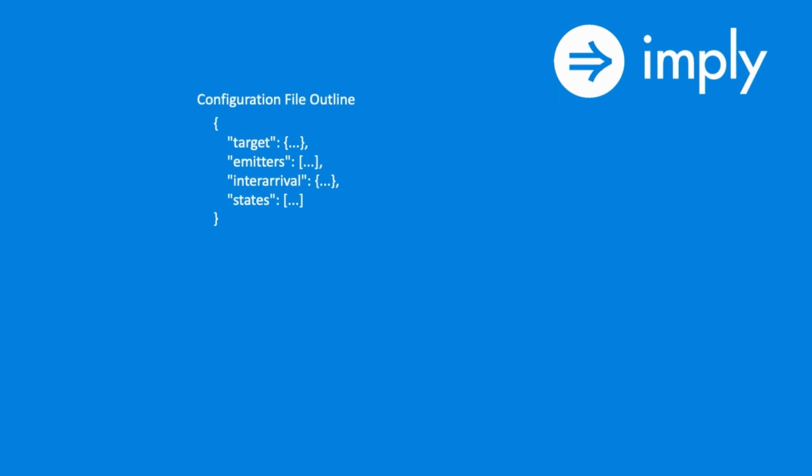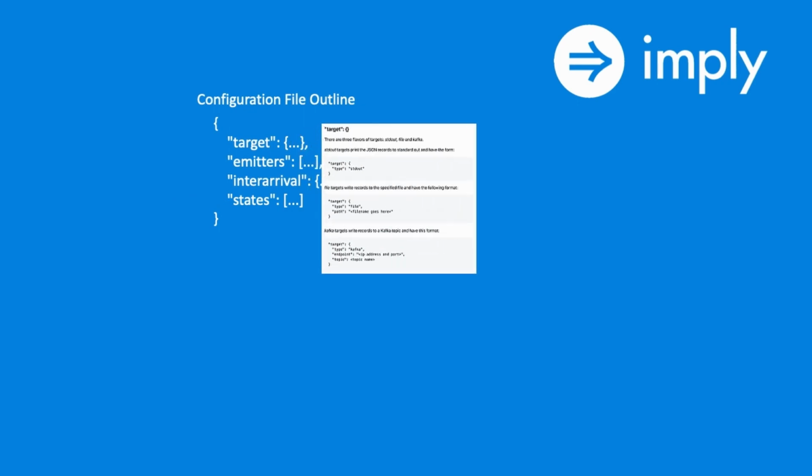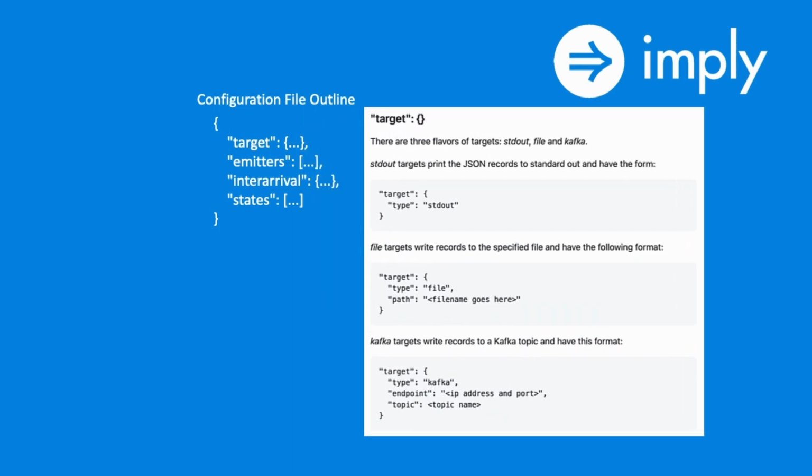There are 4 sections in the configuration file: the target specification, the emitters list, the inner arrival specification, and the states list. The target specification allows us to determine where the resulting JSON records go. Currently, there are 3 possible target types, which include standard out, a file, or a Kafka topic. When we specify a file target, we can specify the output file name. For a Kafka topic, we specify the IP address and the topic name. That's all there is to the target section.